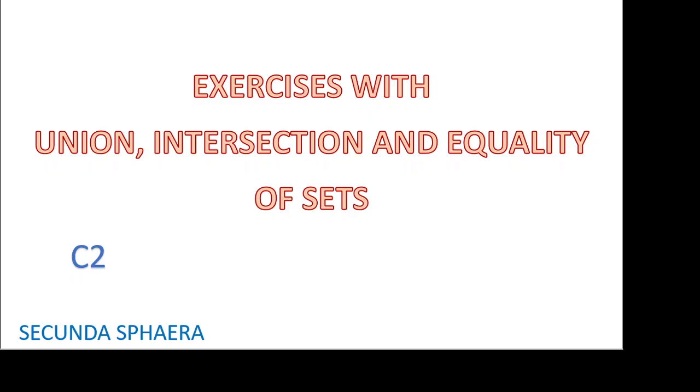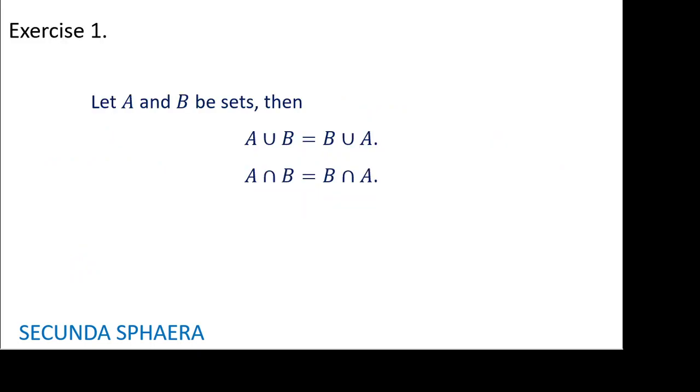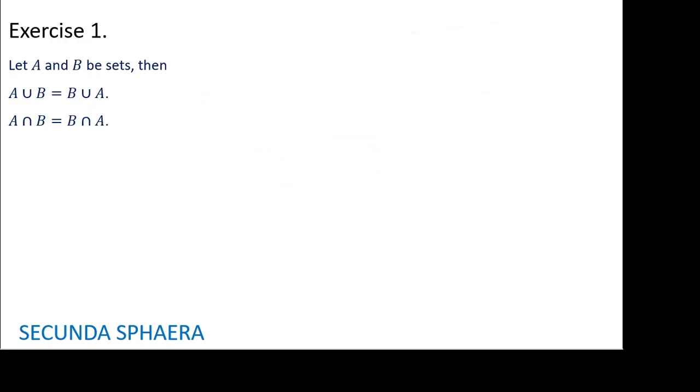This video is going to present exercises with union, intersection, and equality of sets. The first exercise is going to be the same as the one that was on a former video, and it says: let A and B be sets, then A union B is equal to B union A, and also A intersection B is equal to B intersection A.